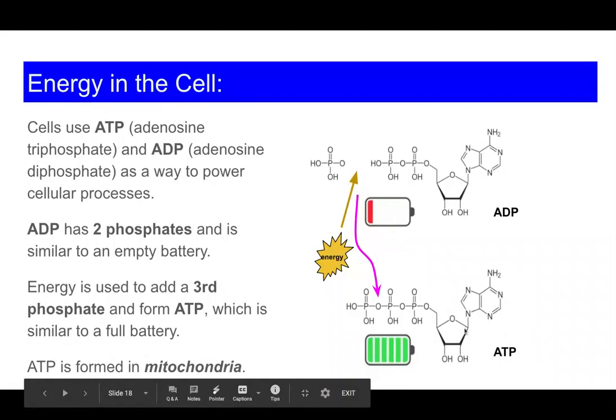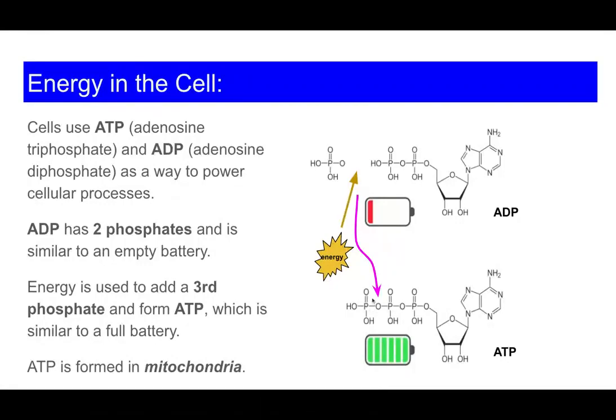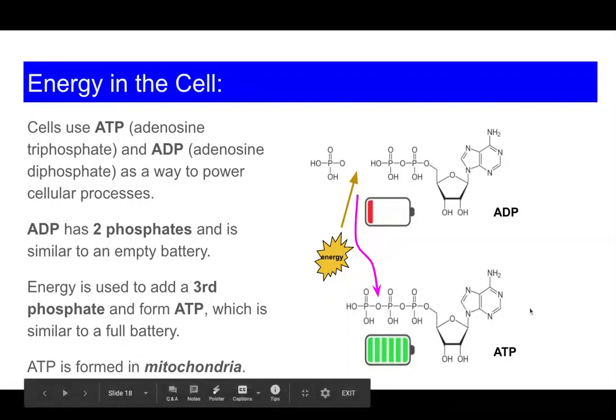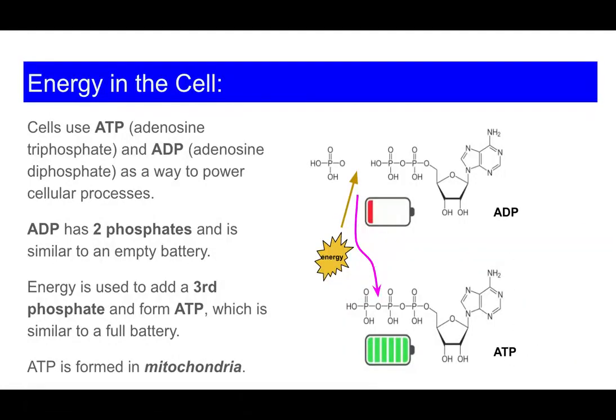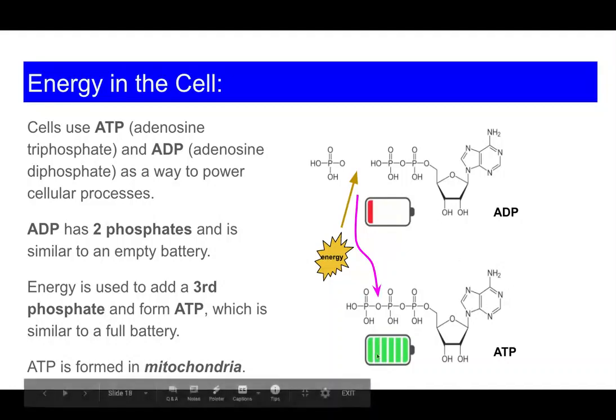This is a full battery. This is a charged up molecule. There's energy stored in the bond between the second and third phosphates. And we can extract that later on to run cellular functions. And that's really, really important. So this whole main process of ADP to ATP is basically the main thing that our mitochondria are doing for us. That's why we call them our powerhouse. So they're powering us up. They're filling up all the batteries for us.